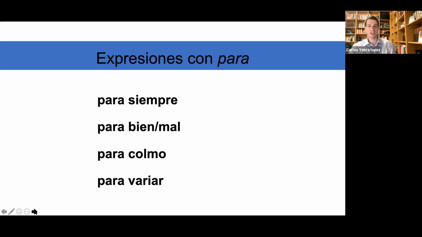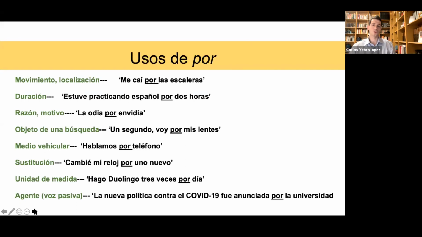And now let's analyze por, usos de por. We use por to express movement and location. For instance, me caí por las escaleras. This is where I fell. I fell as I was walking down the stairs or walking upstairs. Duración. Estuve practicando español por 2 horas, meaning I was practicing Spanish for 2 hours. So por is the equivalent of for plus the duration.